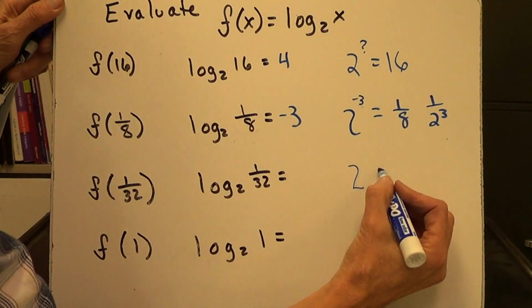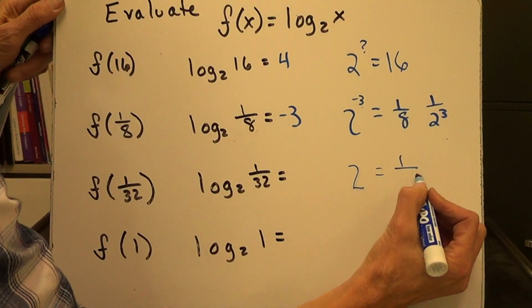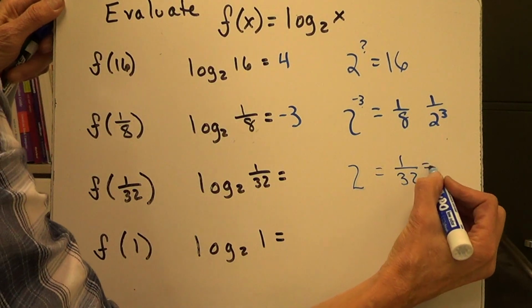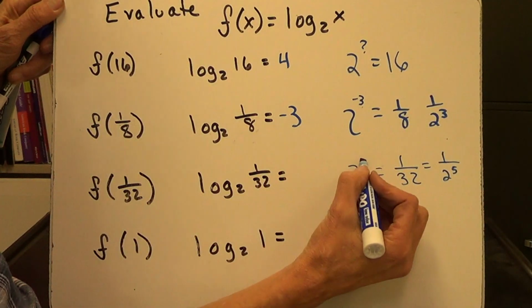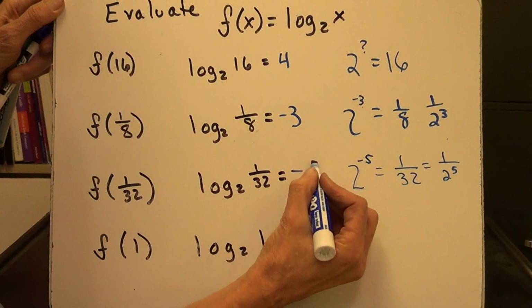2 to what power would equal 1 over 32? That's equal to 1 over 2 to the 5th. Bring that back up, that would be a negative 5, so it's negative 5.